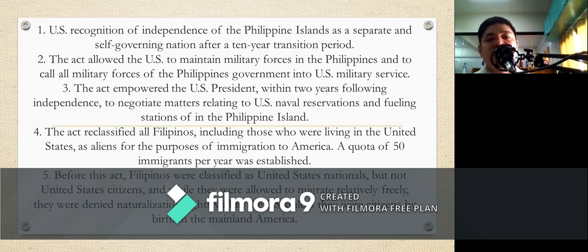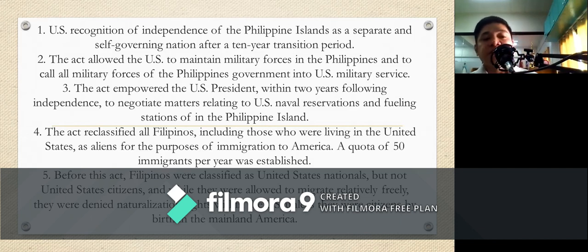Okay, so the second one is the act allowed the U.S. to maintain military forces in the Philippines and to call all military forces of the Philippine government into U.S. military service. Number three, the act empowered the U.S. President, within 2 years following independence, to negotiate matters relating to U.S. naval reservations and fueling stations in the Philippine Islands.